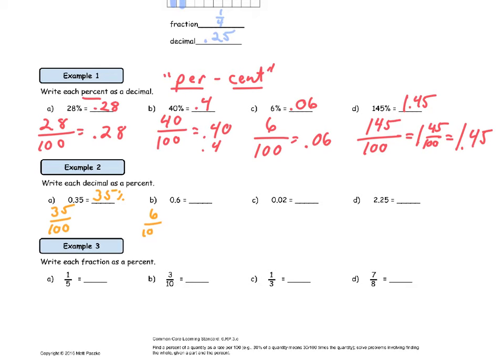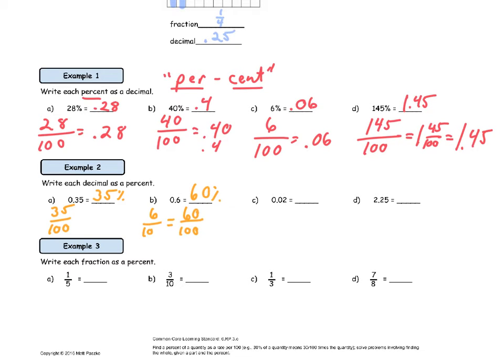Let's continue. 6 tenths. Now, in order to change that to a percent, I have to multiply both the top and bottom by 10. So if I do 10 times 10, I get 100. 6 times 10 is 60. So this is called 60%. 60 over 100, 60%.